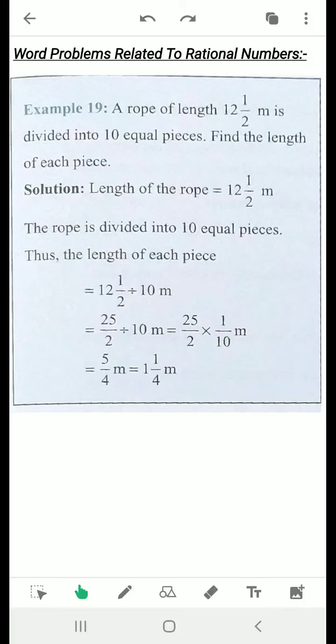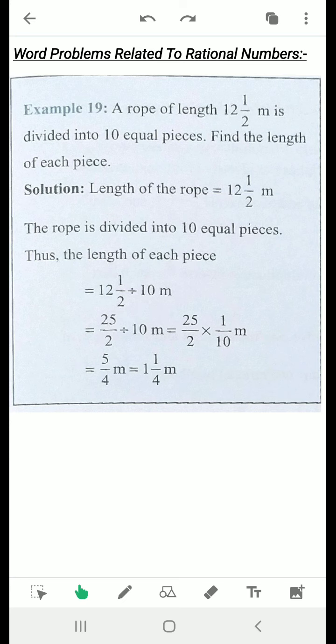Dear students, in this video we are going to discuss the word problems related to the rational numbers. This is example number 19 that you can see on your screen, that is from the textbook. The question is: a rope of length 12.5 meter is divided into 10 equal pieces. Find the length of each piece. So that is a very simple question.